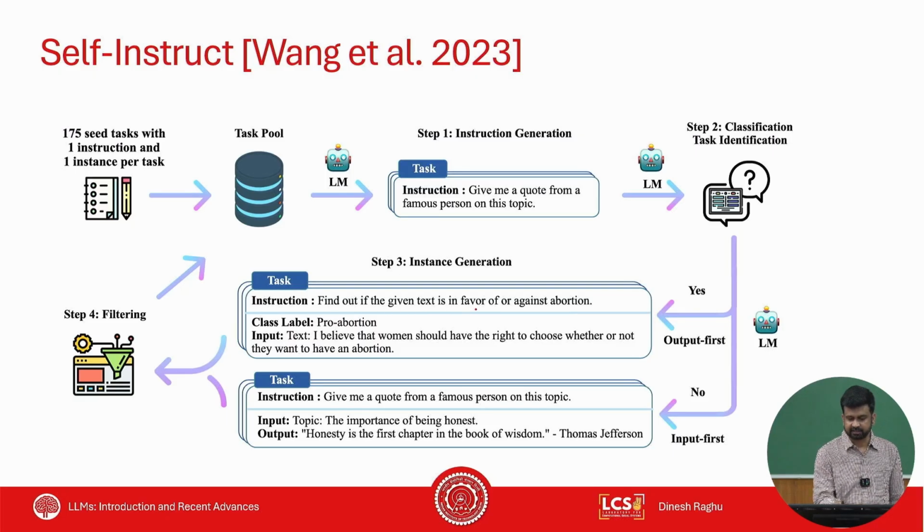Find out if the given text is in favor or against, right? This is one task. And the other task is like, give me a quote from a famous person on this topic. And for each task, they give an instruction along with one example, right? And they only take 175 seed tasks, not more. These are handcrafted with one instruction and one instance. That's about it. Now, what they say is that they ask the LLM to generate new instructions.